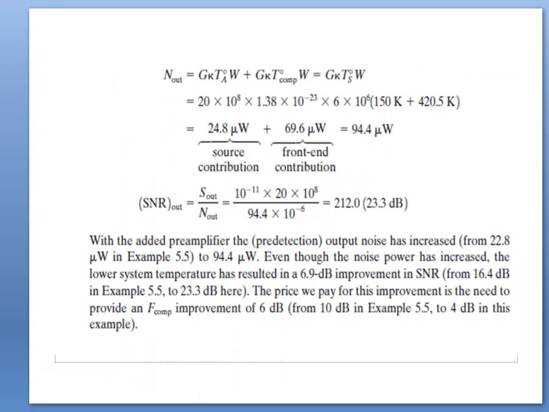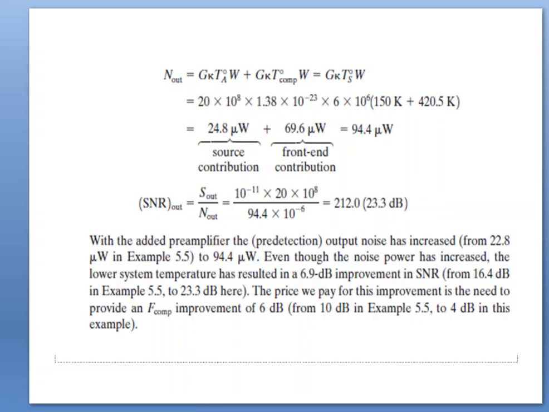And after you calculate N out by using the same formula, apply the known values and get the unknown values. Here we get the source contribution as 24.9 microwatt and the front end contribution is 69.6 microwatt, and overall you will get 94.4. And SNR out you will get 212, that is 23.3 dB.